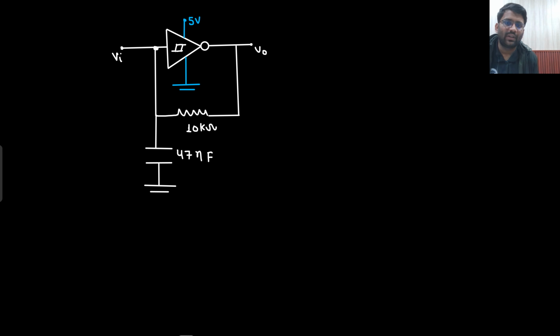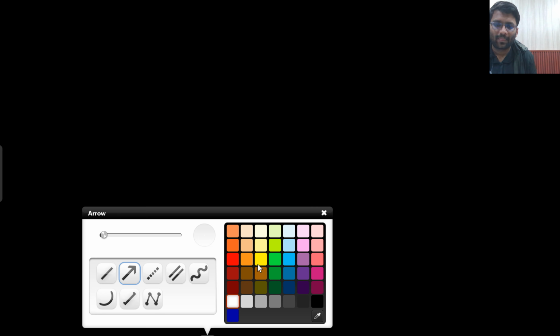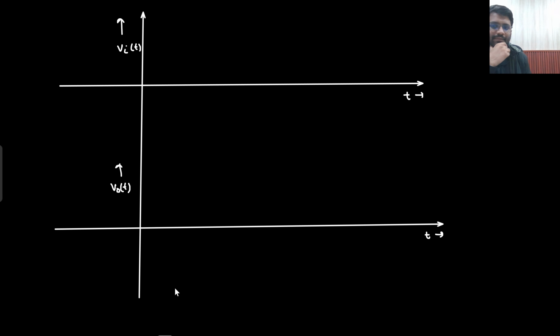Yeah. So now I am going to draw the V in waveform and the V naught waveform with respect to time. V in waveform also I will draw, V naught waveform also I will draw with respect to time. Well and good.